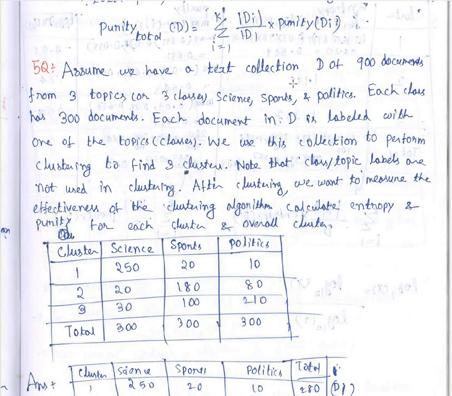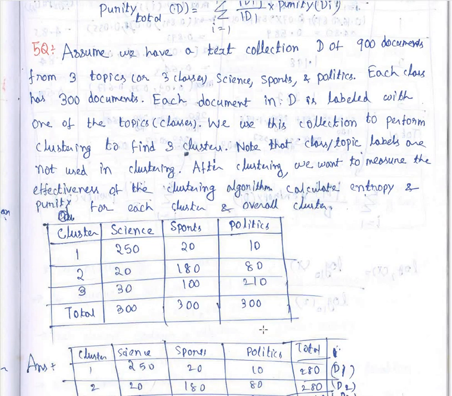So the problem: assume we have a text collection D of a total of 900 documents from 3 topics or classes. We have science, sports and politics. Each class has 300 documents. Each document in D is labeled with one of the topics or classes. We use the collection to perform clustering to find 3 clusters, 1, 2 and 3. Note that the class or topic labels are not used in clustering.